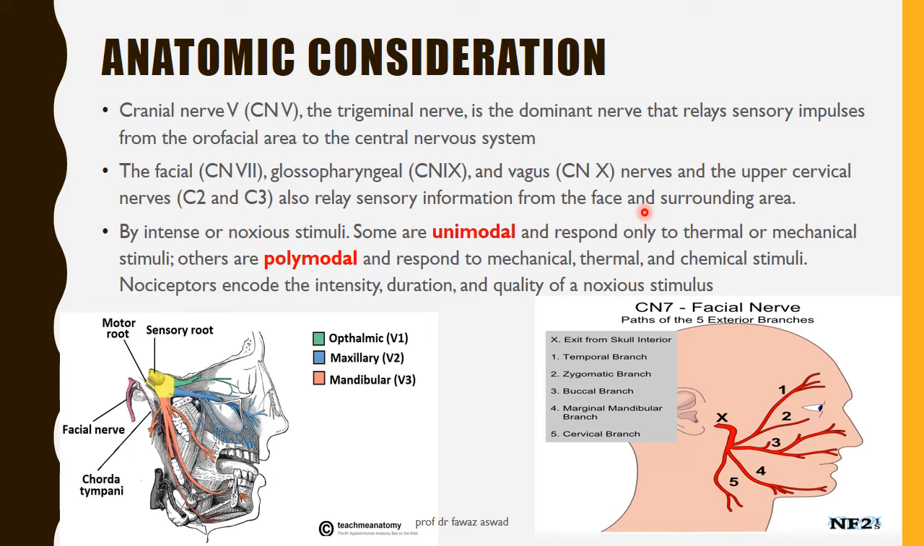In terms of noxious stimulation, some nociceptors are unimodal and respond only to thermal or mechanical stimulation. Others are considered polymodal and respond to mechanical, thermal, chemical, whatever. The most important thing is that the nociceptors encode the intensity, the duration, the quality, and the location of this noxious stimulation. So knowing the anatomy is very important. Knowing the area supplied by the trigeminal nerve or by the facial nerve is very important in order to make an accurate diagnosis for the patient.